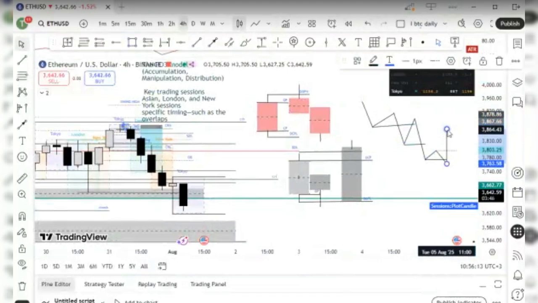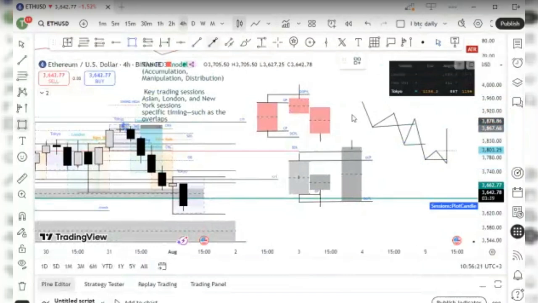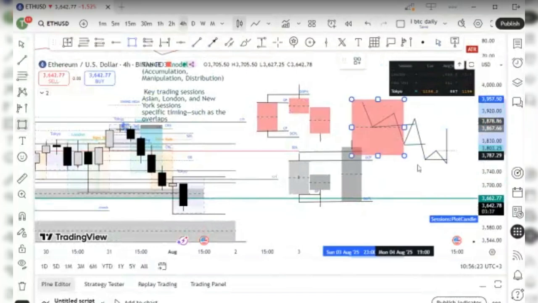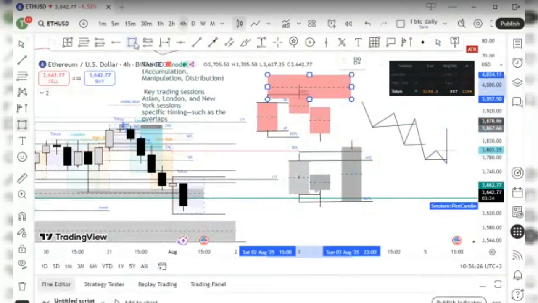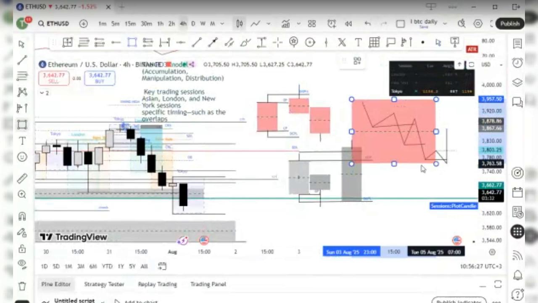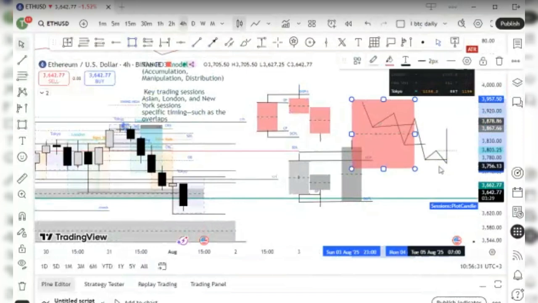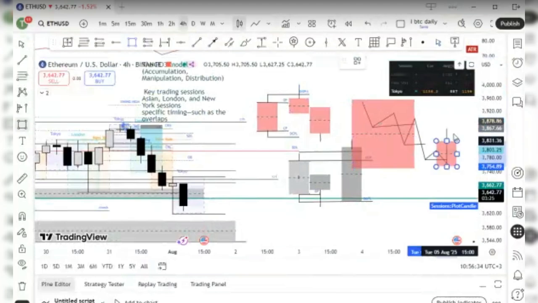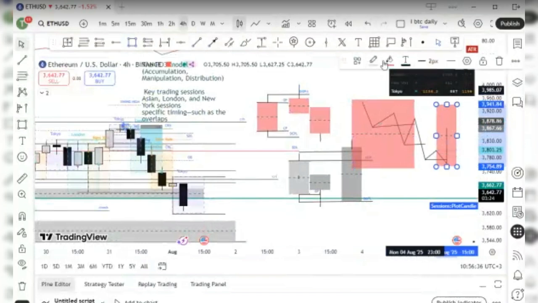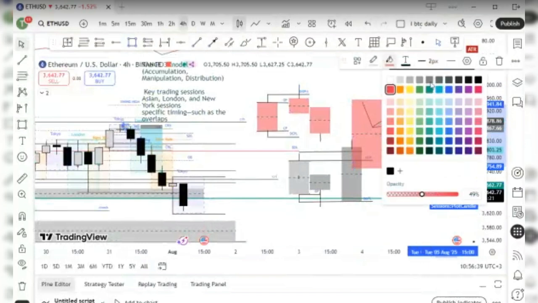So now we have a new level. We have broken how many levels? 1 and 2. So now we have changed the direction from having a downward direction. Now we are going to have an upward direction, like this.